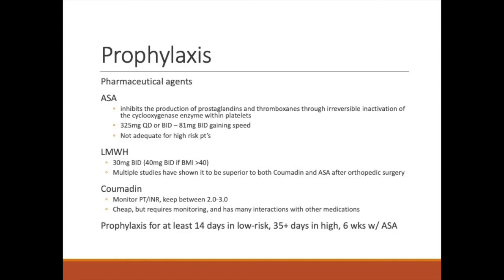So anymore, the standard is largely gaining speed in terms of 81 milligrams of aspirin twice a day, and even some studies are now suggesting once a day and only for 30 days postoperatively, compared to 6 weeks, which is what has routinely been done for many years.